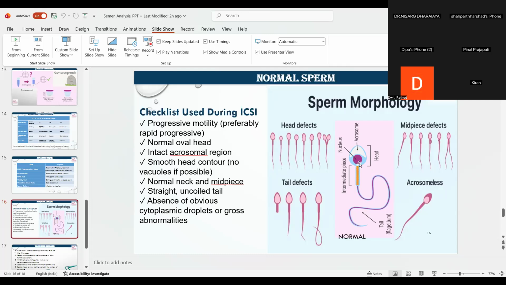So if I didn't understand wrong, we usually select more rapidly progressive motile sperm because they have more energy in them. In the mid piece, we have mitochondria present, which give power to the sperm. And by selecting more rapidly progressive sperm, we understand that that sperm might have more potential than any other sperm which would be less progressive motile. So yes, we do select sperm by their progressive motility. If I'm not wrong, sir, did that answer your question?